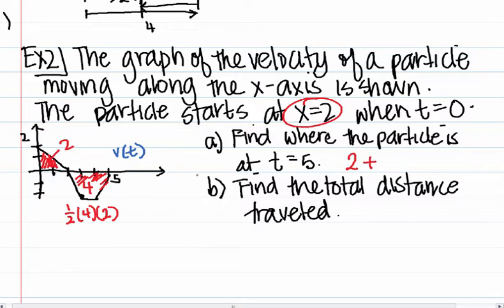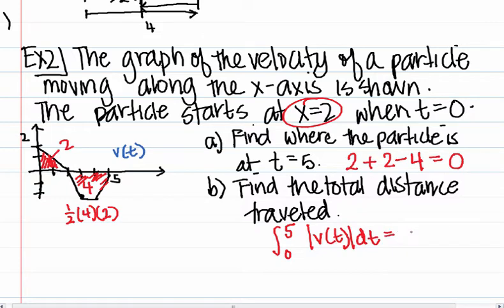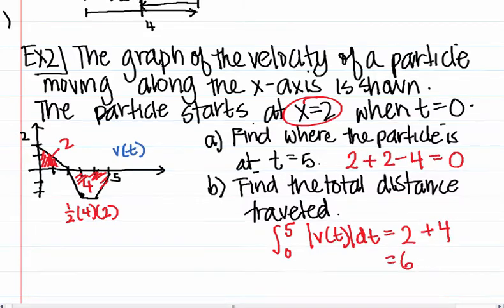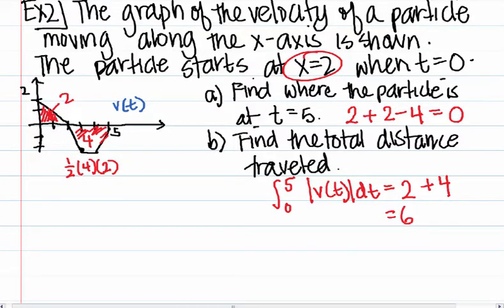So if the particle is traveling 2 units to the right and then 2 units to the left again, the particle is going to be at x equals 0 at the end of 5 seconds. However, the total distance traveled, which would actually represent the integral of the absolute value of the velocity from 0 to 5, is simply going to be 2 plus 4, which is 6 units. And we don't take into account that it started at x equals 2 because this is simply how far he's traveled, 2 to the right and 4 back over to the left, so he's traveled 6 units total.